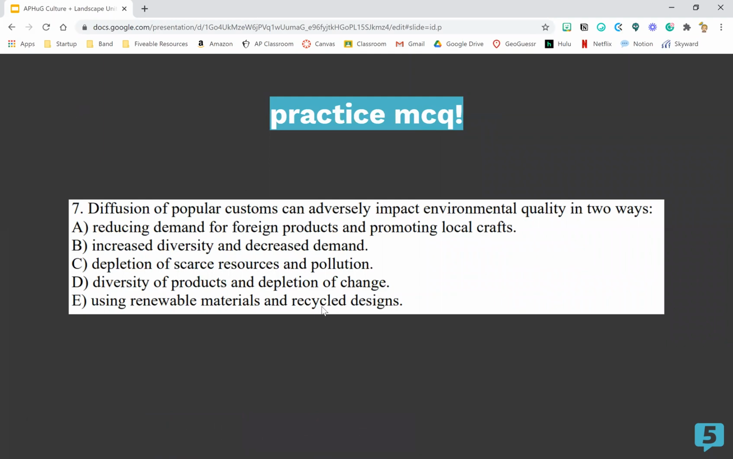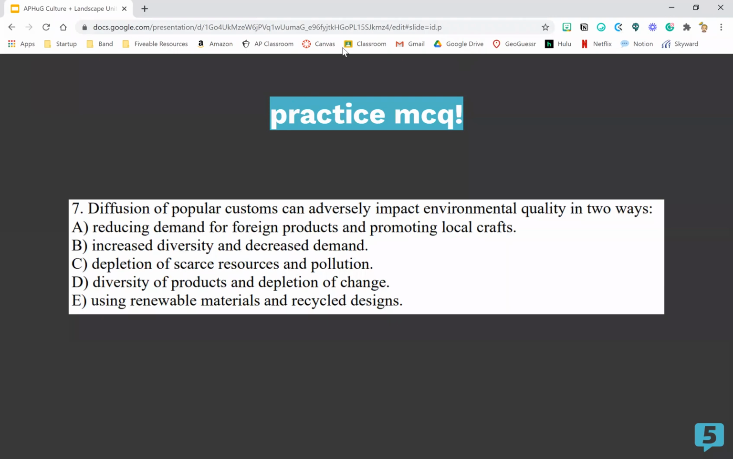So diffusion of popular customs can adversely impact environmental quality in 2 ways. So here we're talking about diffusion, pop culture, and the cultural landscape. So that is all 3 things that we talked about today. So what is diffusion of popular customs can adversely impact environmental quality in 2 ways? I'm not going to check the chat right now, but I see that somebody's submitting an answer. So is it A, reducing demand for foreign products and promoting local crafts? Well, I don't think that's really answering the question because it's not talking about customs. So maybe, but probably not.